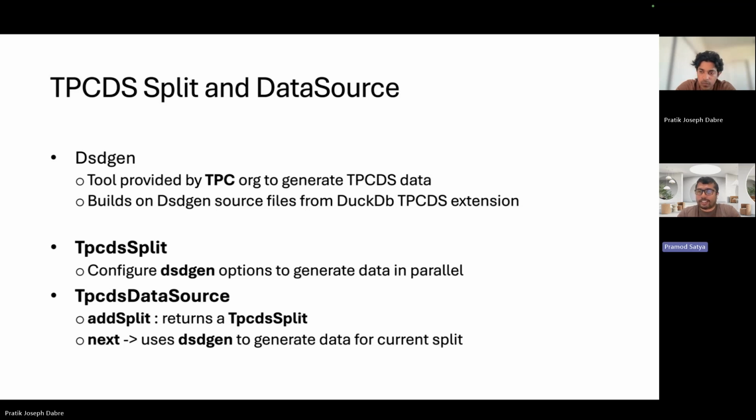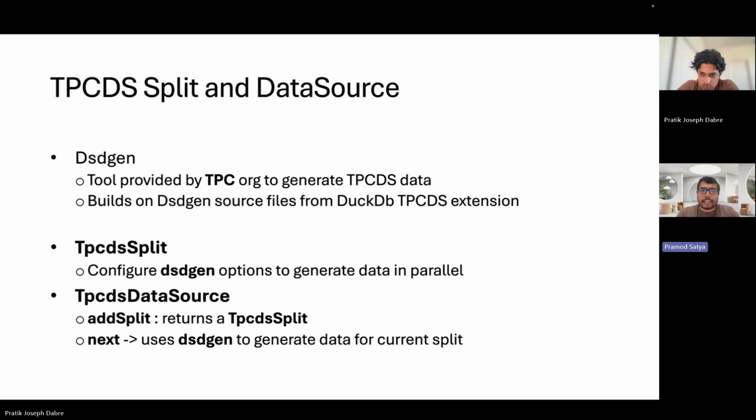But as we know, Velox is a C++ project, and these dsdgen source files are written in C. So we borrow the dsdgen source files, which have been ported to C++, from DuckDB's TPCDS extension. dsdgen also supports generating data in parallel using two options that you need to configure, parallel and child. In order to use this support, we had to make some changes to the dsdgen source files from DuckDB so that the data could be generated in parallel in a thread-safe manner.